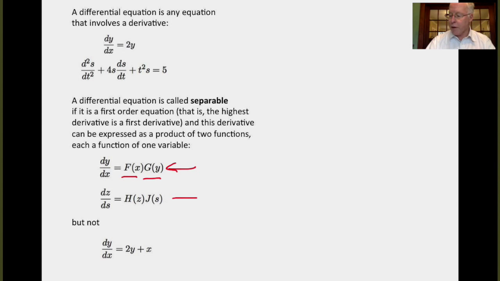So if we're looking for z as a function of s in this differential equation, we would have dz/ds, and in our initial equation we'd express that as a function of h times a function of s. Not every differential equation is separable. Here's one that is not, and that's because there's no way you can factor this expression 2y plus x into something involving y times something involving x. So the plus here kind of messes things up. If this had been 2x times y, then it would have been a separable equation.